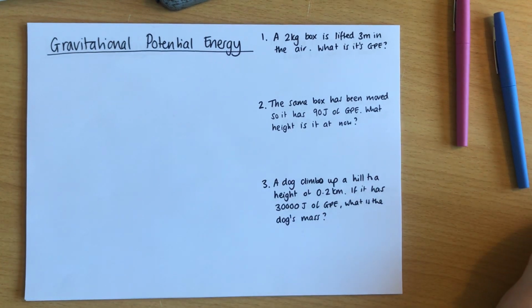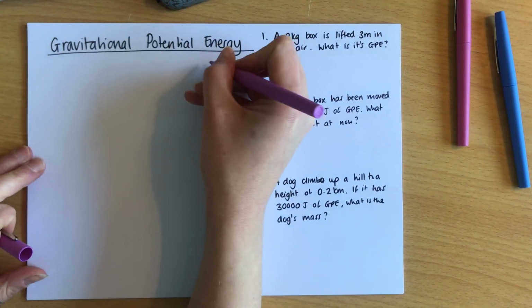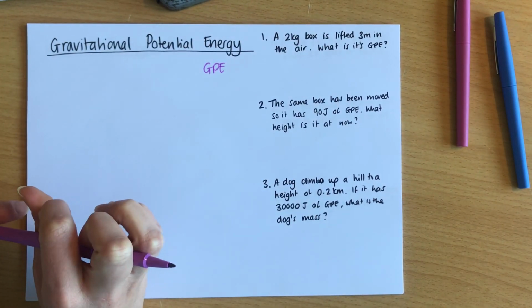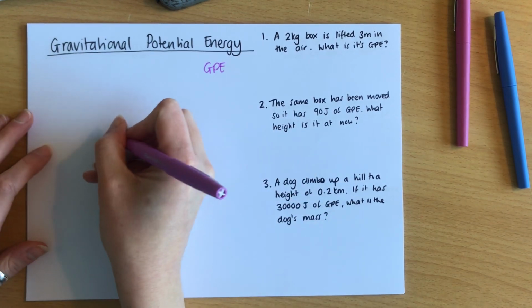So in this video, we're going to look at gravitational potential energy, kinetic energy, and how they can be transferred between each other. We're going to start with GPE. Now, gravitational potential energy is often abbreviated as GPE because physicists are lazy and don't like to write out the entire thing. The equation for GPE looks something like this.